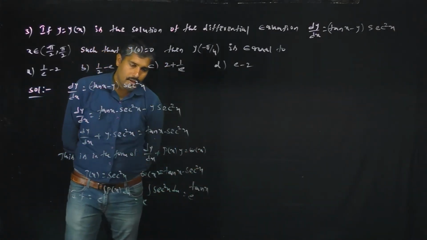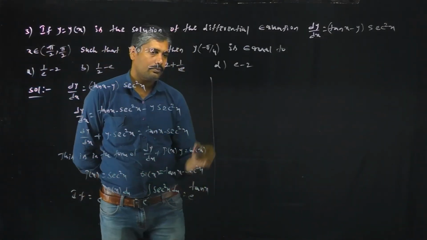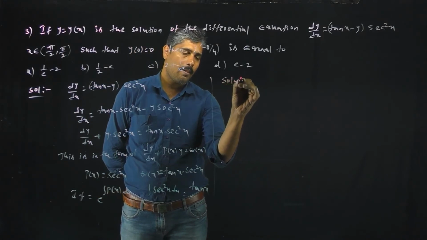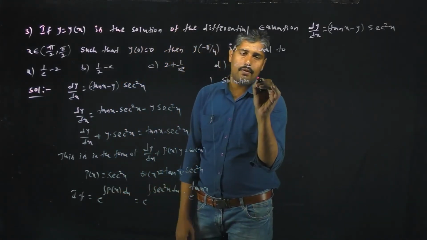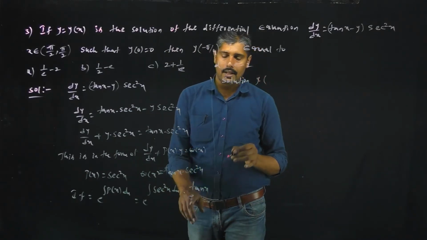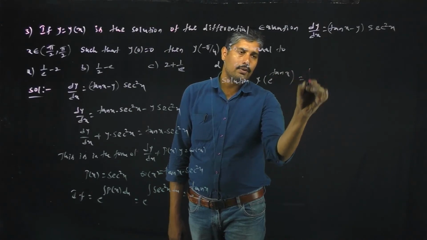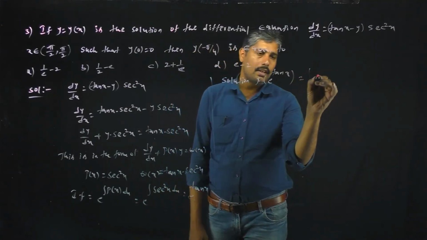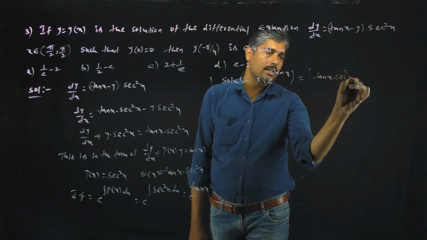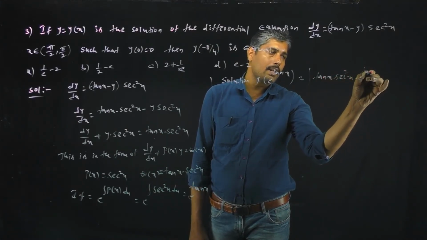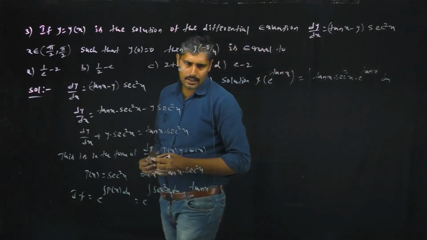Then the solution: this is a linear differential equation in y. That's why y into integrating factor, that is e to the power tan x, equals integral of q of x, that is tan x into secant squared x, into e to the power tan x dx.